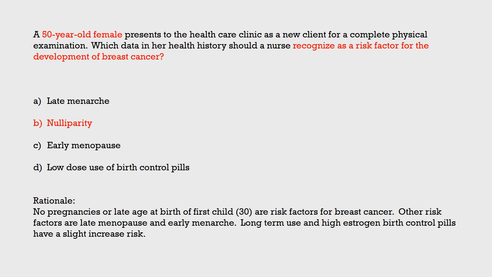And remember, it's early menopause. I'm sorry, late menopause and early menstruation. And then long-term use of high estrogen birth control pills have a slight increased risk for breast cancer, but not enough to make it on the list. So never having any sort of pregnancies is what's going to put her more at risk for developing breast cancer.